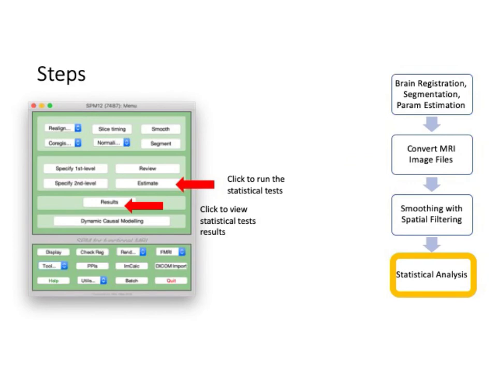To actually perform the statistical test, go back to the green window and click on Estimate. After the statistical analysis is completed, you may view the results by clicking on the Results button. This would conclude the voxel-based morphometry analysis process.